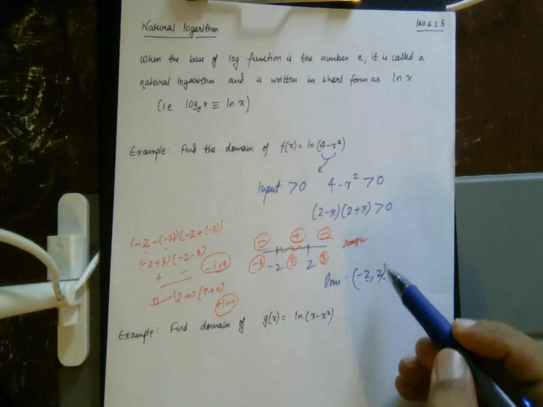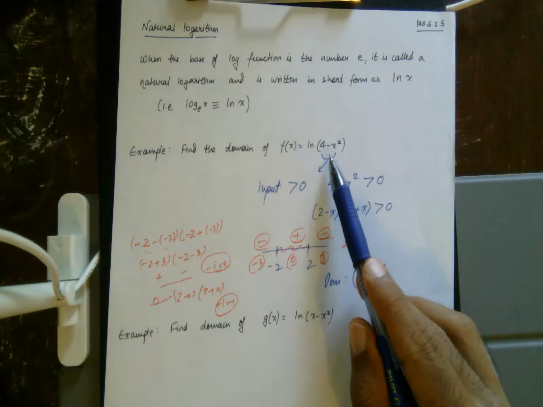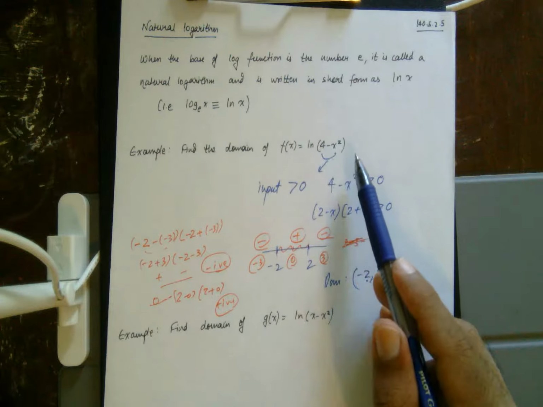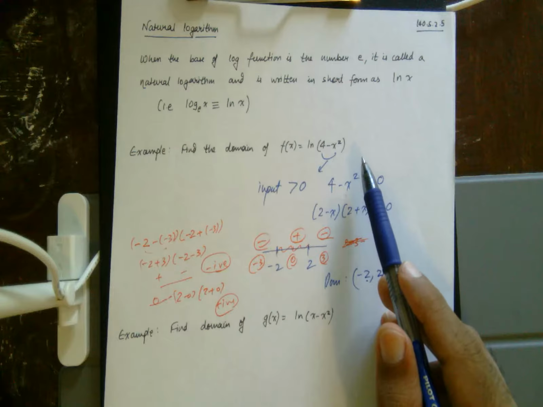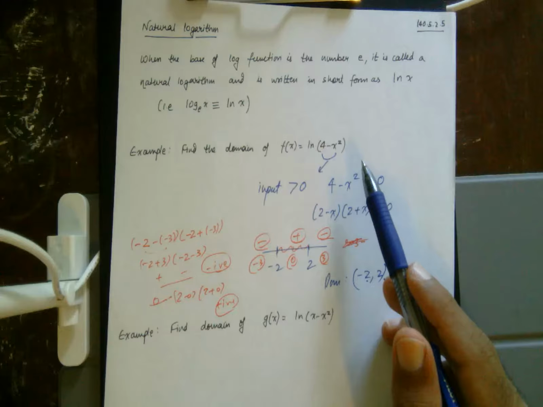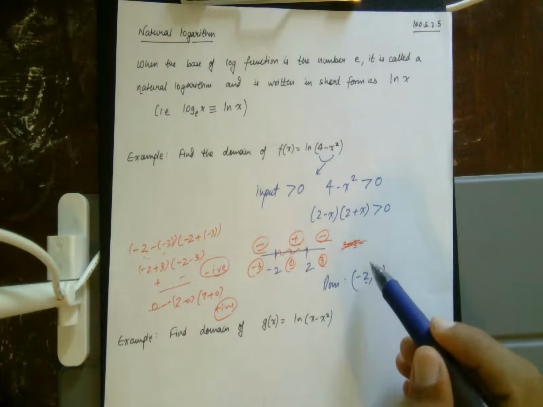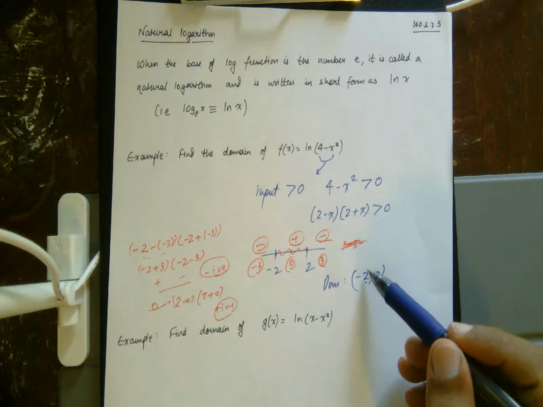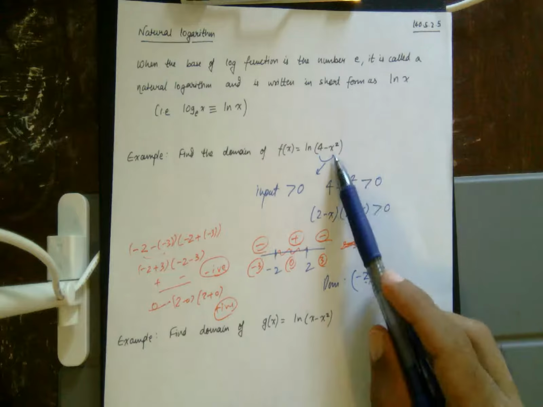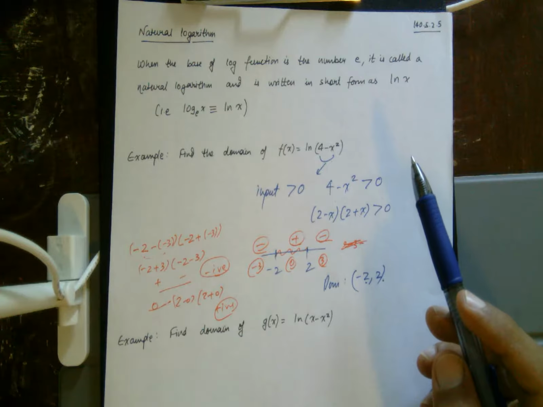Why? Because if I include negative 2, then I'm allowing my input to be 0, and log of 0 is not defined. Log of 1 is 0, log of 0 is not 1, log of 0 is not defined. So the domain is this, and you can check. As long as you pick numbers between negative 2 and 2, 4 minus x squared is always positive.